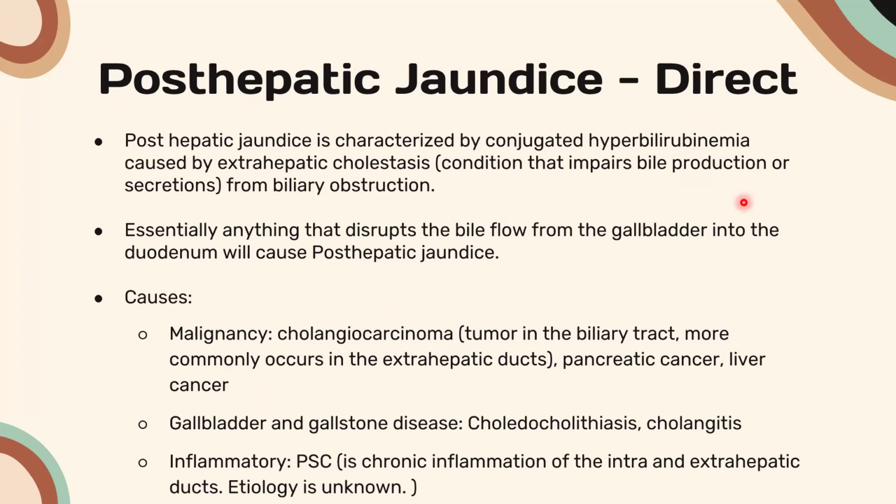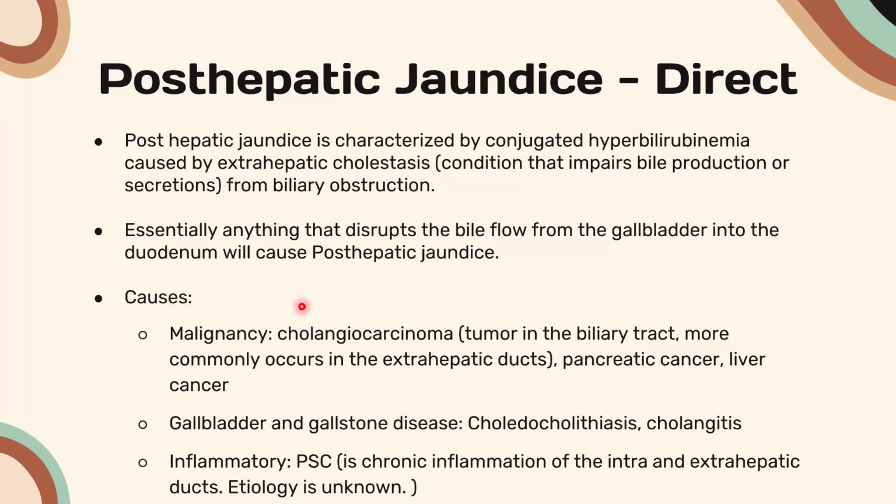Coming to posthepatic jaundice here, like the name suggests, now you have reached after the liver. So the liver has performed its function of the conjugation reaction. So here you're going to see an increase in the level of conjugated bilirubin. It's characterized by conjugated hyperbilirubinemia caused by extrahepatic cholestasis, which essentially means that there is either an impairment in the bile production or secreting the bile, because of, let's say, biliary obstruction.